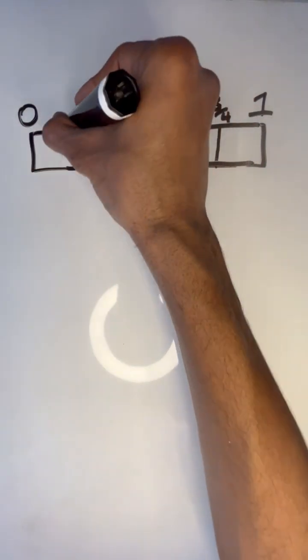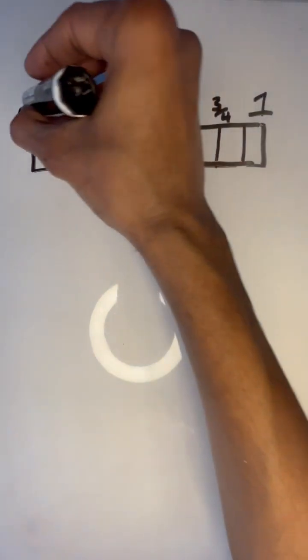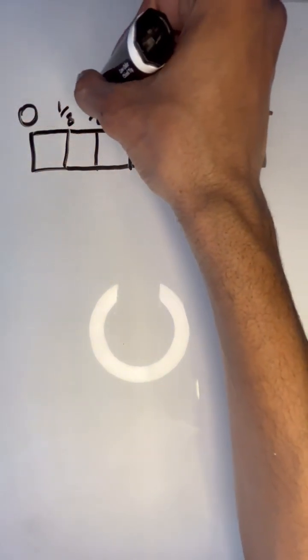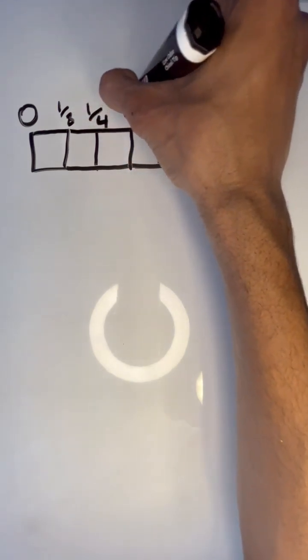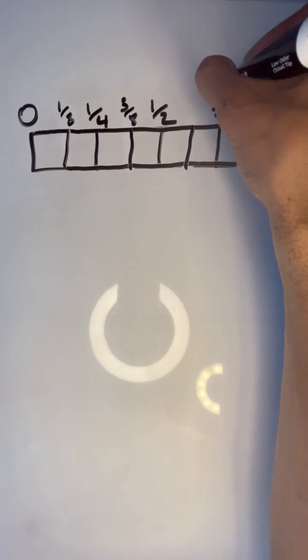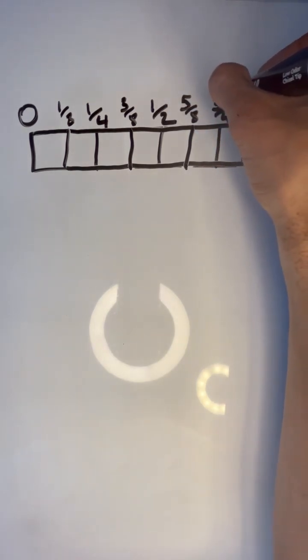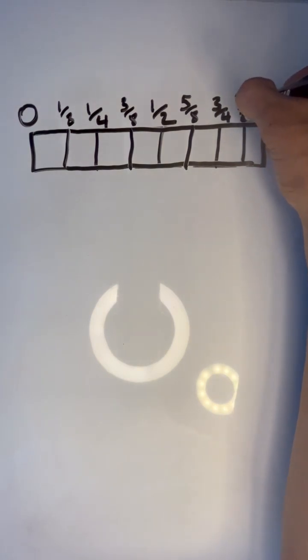Let's further divide the rectangle into 8 sections. The measurement between 0 and 1/4 is 1/8 of an inch. Between 1/4 and 1/2 is 3/8 of an inch. Between 1/2 and 3/4 is 5/8 of an inch. Between 3/4 and 1 is 7/8 of an inch.